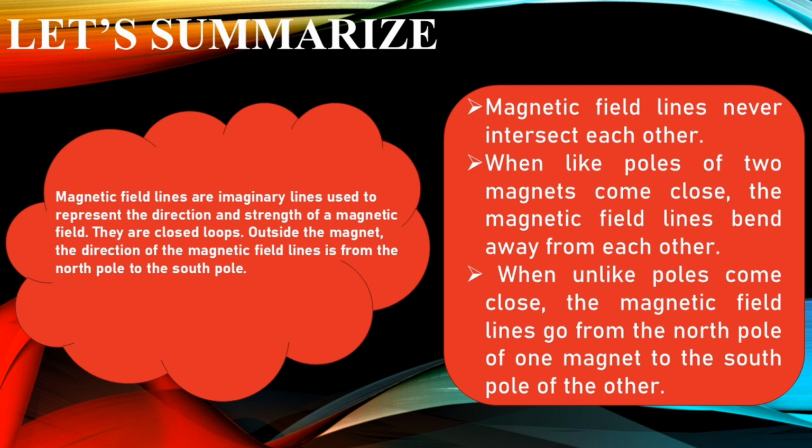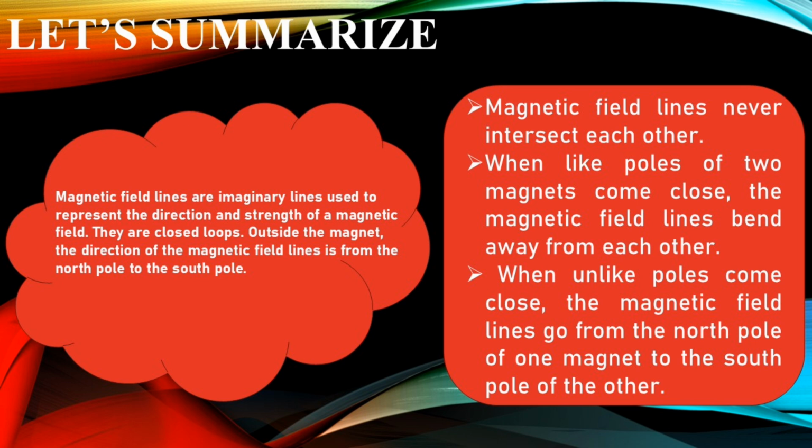The first characteristic is that magnetic field lines never intersect each other. And the second one is that when like poles of two magnets come close, the magnetic field lines bend away from each other. When unlike poles come close, the magnetic field lines go from the north pole of one magnet to the south pole of the other. Hope you all understand this.